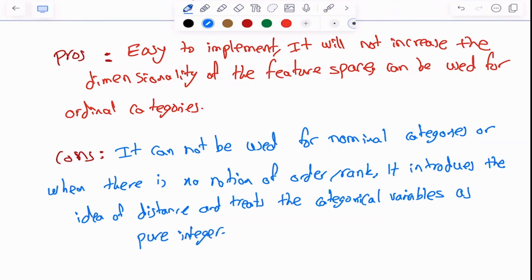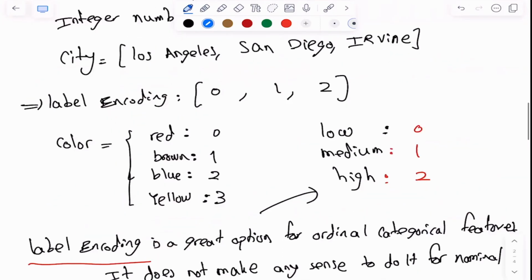So it cannot be used with nominal. It's saying that 4 is greater than 3, 3 is greater than 2. That's not correct. Red is not greater than brown, brown is not greater than yellow. By any means, this is not correct. So label encoding is very limited: it can only be used for ordinal variables. All right, hope this was clear.